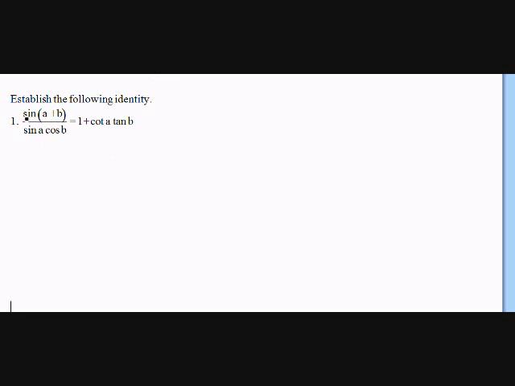Here's some sum and difference identities. There really you could work on either side here, but I think it's easier to work on this side over here because it's kind of hard to recognize that you have sine of a plus b over here. So I'm just going to rewrite sine of a plus b using the formula. So this is the sine of a cosine of b plus the sine of b cosine of a all over the sine of a cosine of b.